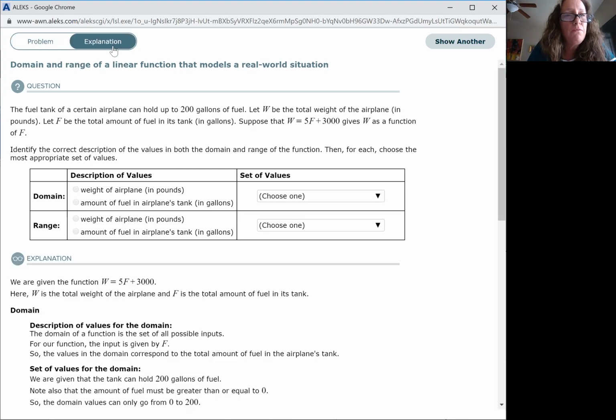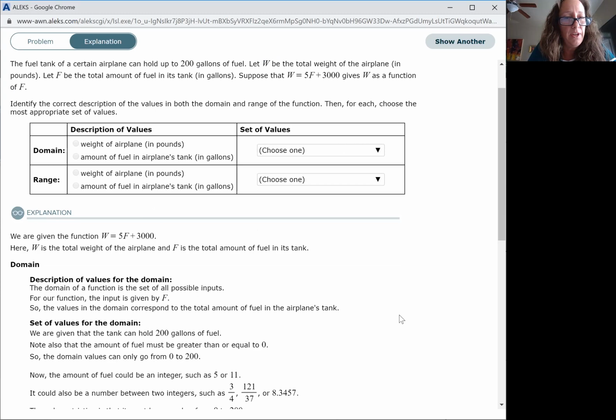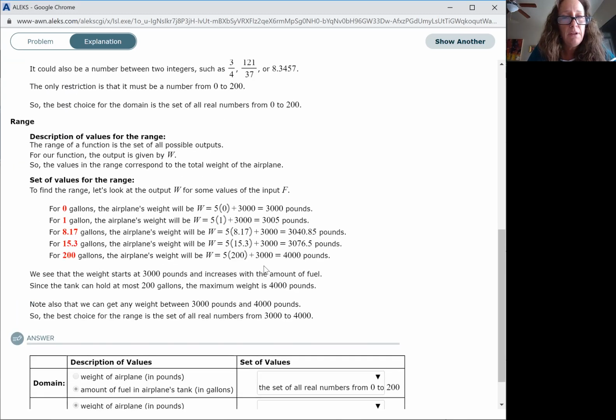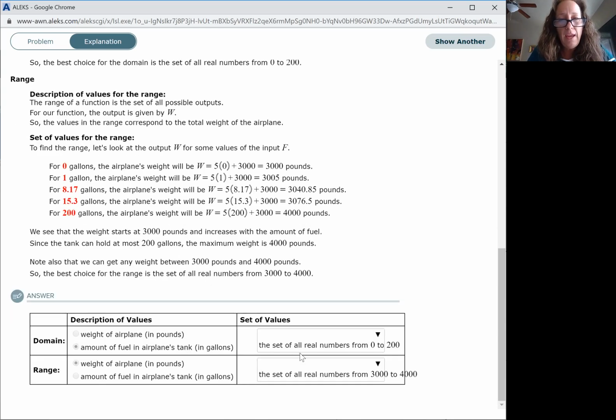So let me just show you the answers here. So for 0 gallons was 3,000 pounds. And 200 was 4,000. So down here's the answers, what they picked. So the set of real numbers from 0 to 200. And then for the weight of the airplane, the set of real numbers from 3,000 to 4,000.